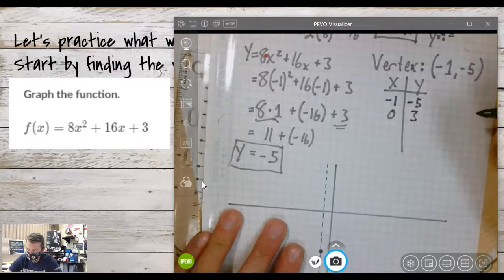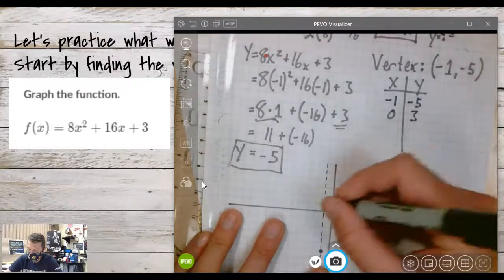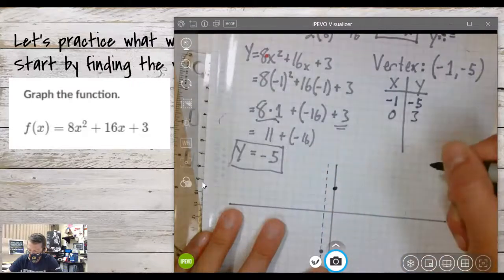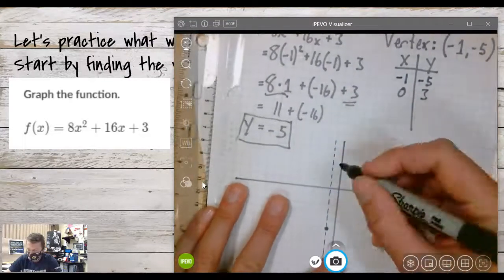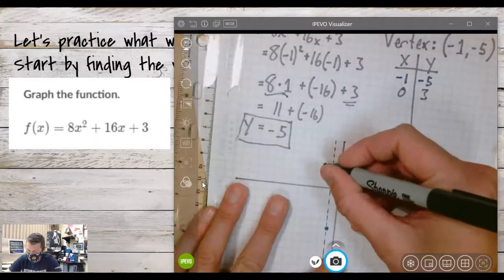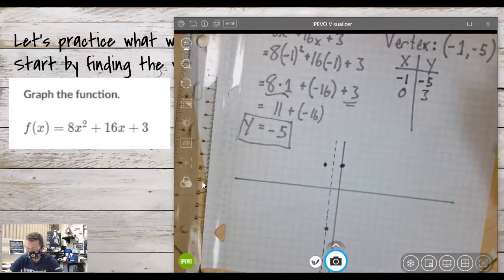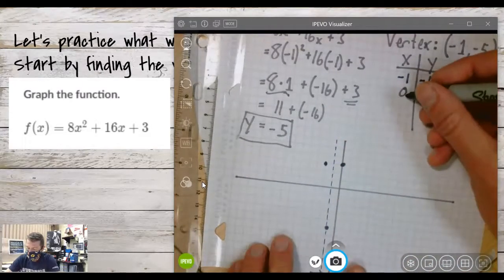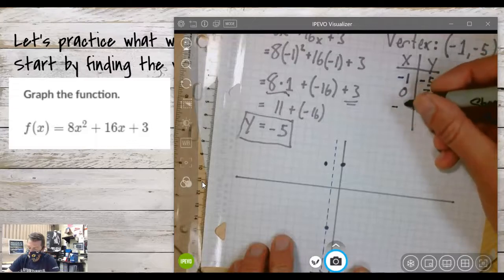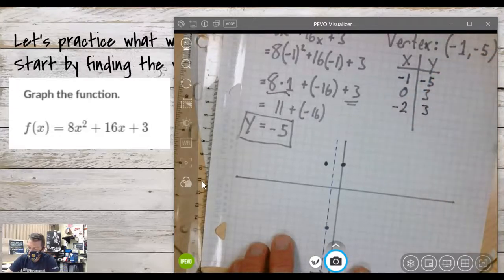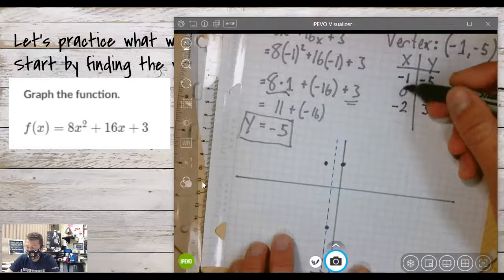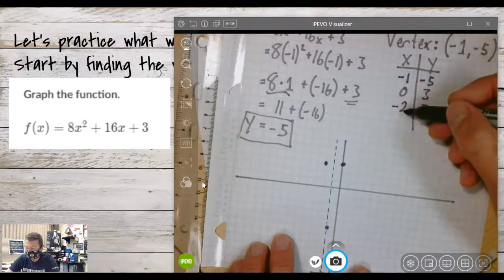+3. Okay. What that also means is on the other side of our line of reflection, we also have a +3. So, if I know 0, I also know -2. Then, these don't have to be in order. It would be nicer if they were in order.